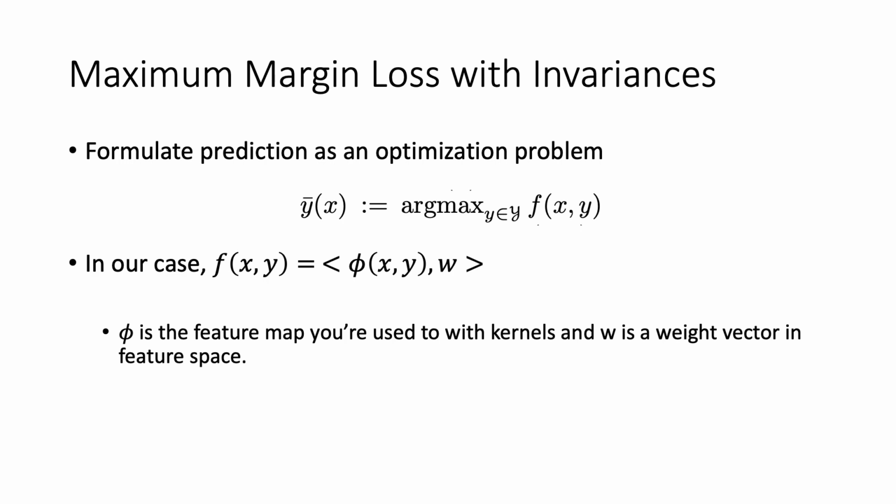In our case, our function, our f of xy, is going to be a kernel function because 1, there's a lot of scalable optimizers out there for kernel functions, and 2, the authors just like kernels.